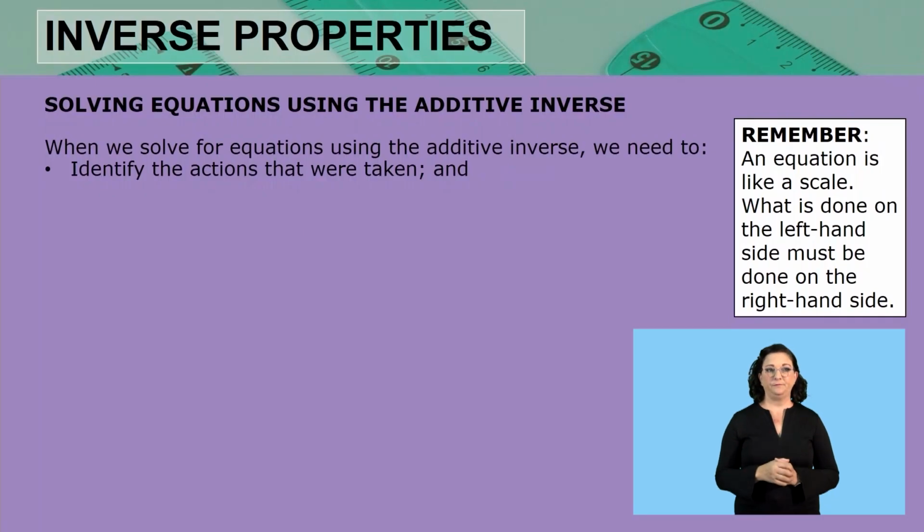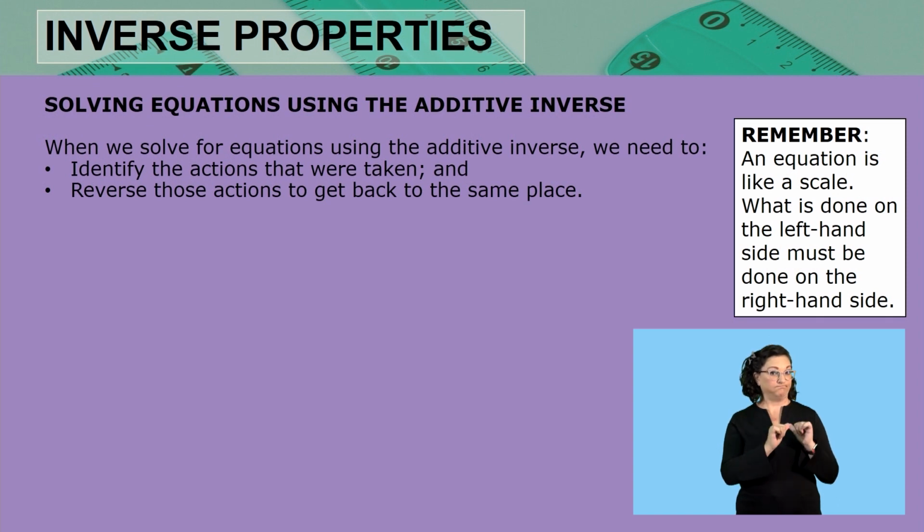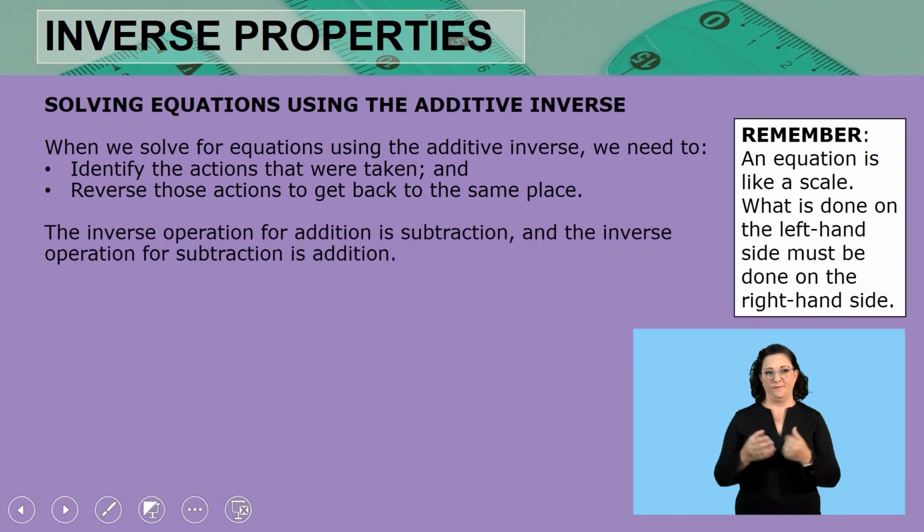Let's look at some inverse properties, which we already looked at initially in this lesson, but now we are going to look at how we can use these inverse properties to solve equations. When we solve equations using the additive inverse, we need to, firstly, identify the actions that were taken and reverse those actions to get back to the same place. So if an action was taken, we just need to reverse that action and then we'll get back to the same place. Let's see how we can do that. And as we are doing that, we must remember that, like on a scale, what we do on one side, we must do on the other side.